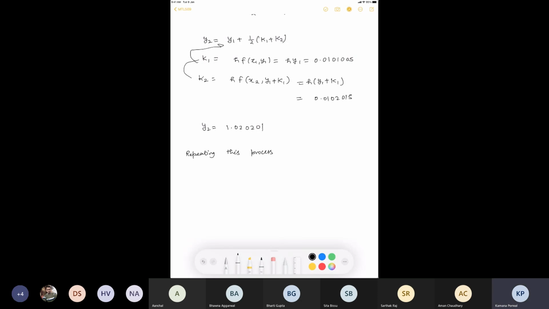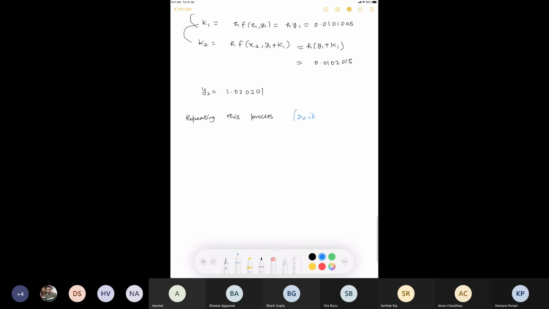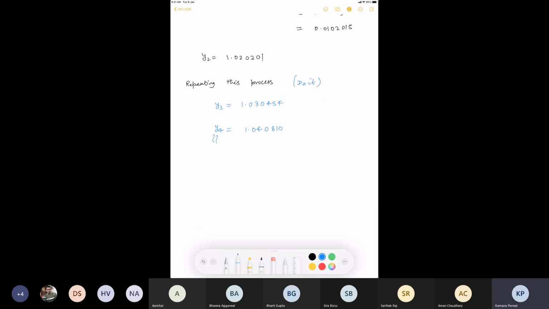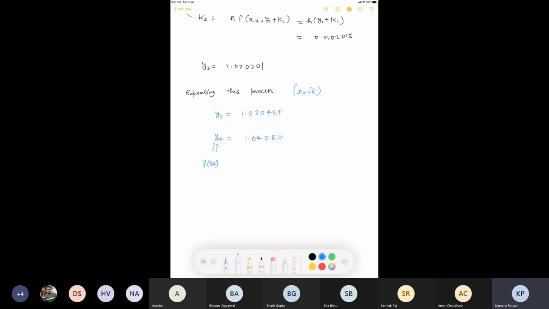So you can find the value of y3. You can verify that the value of y3 is going to be 1.030454. And then finally you use y3 to compute y4, which is going to be 1.040810. So this is the approximation of y at x4. All right, this is what we wanted to find.